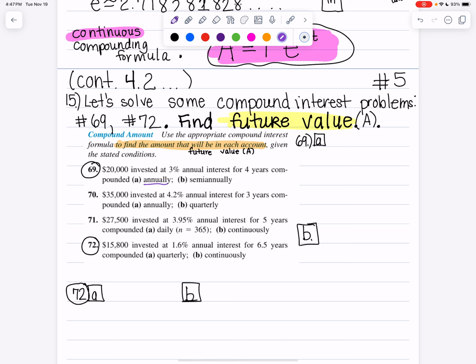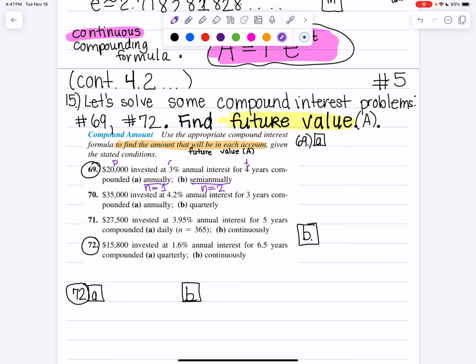Look what we have. We have the word semi-annually. Annually means n equals 1. Semi-annually means n equals 2. We have everything else. Look what we have here. This is our P. Look what it says. Invested. 20,000 being invested. So that's how much we're starting with. So that's P. Look at r right here, our rate. And then look at t right here, our time, because it says 4 years. Okay.